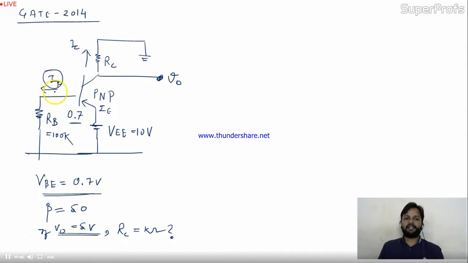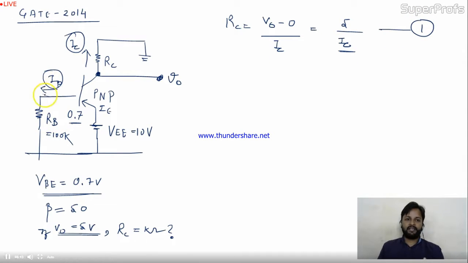I'll get IB. Once I get IB, I need IC actually. Why do I need IC? Because the question is, I need RC, and RC will be nothing but V0 minus ground divided by this current IC. Now I have V0, exactly 5, but I don't have IC. If I have IC in my hand, I can easily get RC. So to find IC, if I find IB in the circuit, I'll multiply IB by beta. So I'll get IC. Is it okay? Once I get IC, I'll put the value of IC over here and we'll get the RC they're asking in the question.